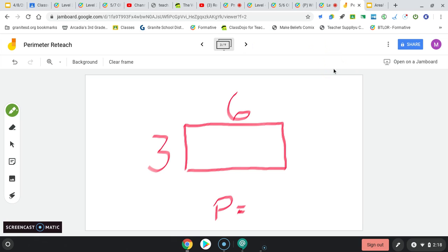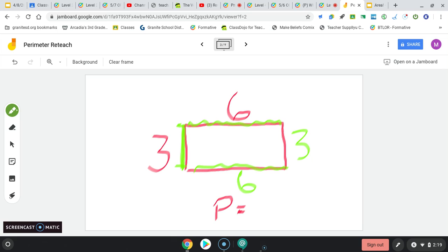Okay, so on this level, you have quadrilaterals, right? Everything has 4 sides, and they're only labeling 2 sides for you, right? But to calculate the perimeter, you're going to need to add up all 4 sides. So basically, you need to understand that if this side is 3, from here to here is 3, this side's also going to be 3. And if you know this up here is 6, you know this down here is also going to be 6.